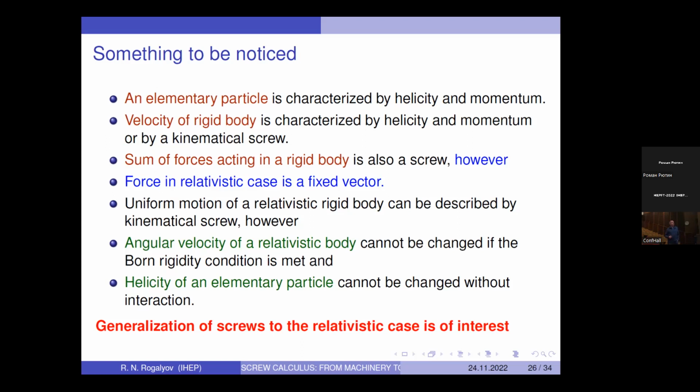It is in this sense that a classical relativistic body is similar to elementary particles, whose helicity cannot be changed without interactions and breaking the state described by a representation of the Poincare group.